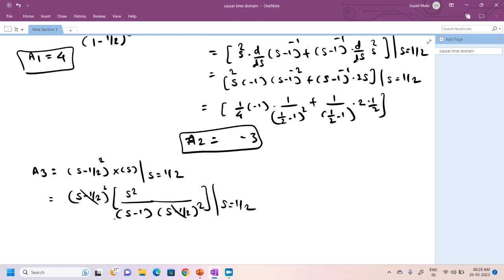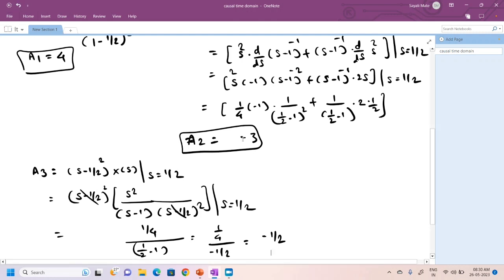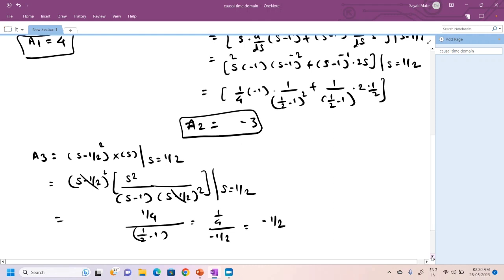Again this term gets cancelled. Now let us put this. So 1 by 4 divided by half minus 1, which is equal to 1 upon 4 divided by minus half. So when we calculate this, we will get the value equal to minus 1 by 2. So we have got the values of all these three coefficients a1, a2 and a3.